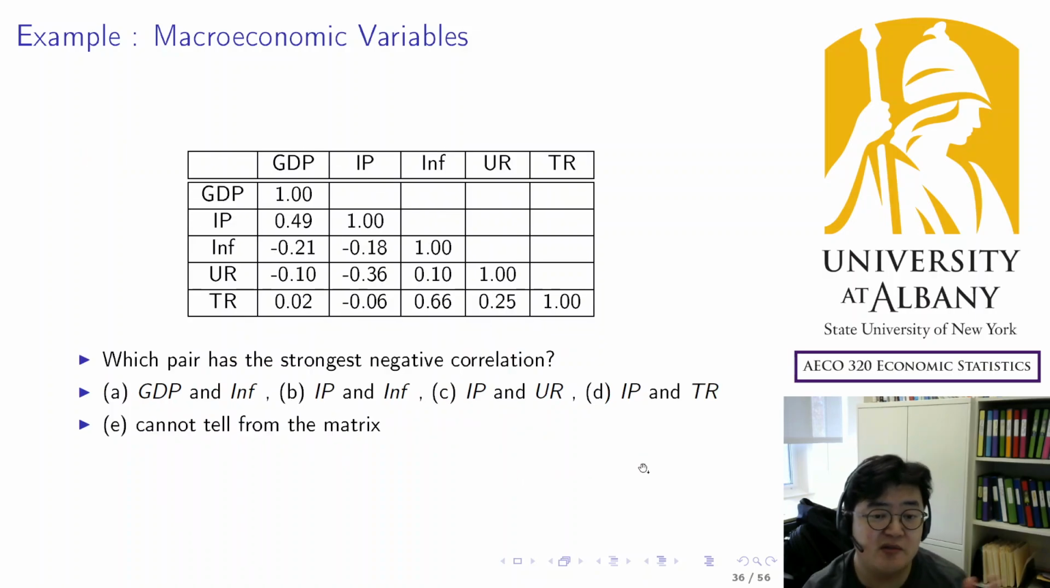Okay, then let me ask you this question. Which pair has the strongest negative correlation? If you can interpret the table, it would be easy. First, negative correlations are here: these 5 negative correlations, 5 pairs. Among them, minus 0.36 is the strongest, closest to minus 1, so its absolute value is the largest. That is industrial production and unemployment rate. So the answer is C. So when industrial production increases, the unemployment rate will tend to decrease. But still, the strength is 0.36.